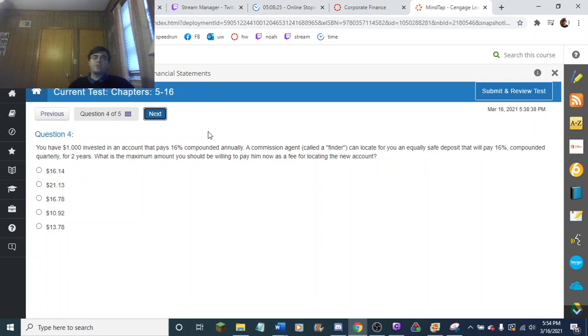You have invested $1,000 in an account that pays 16% compounded annually. A commission agent can locate for you an equally safe deposit that will pay 16% compounded quarterly for 2 years. What is the maximum amount you should be willing to pay him now as a fee for locating the new account? They're like, what's the difference basically? Oh wait, does the $1,000 thing matter?